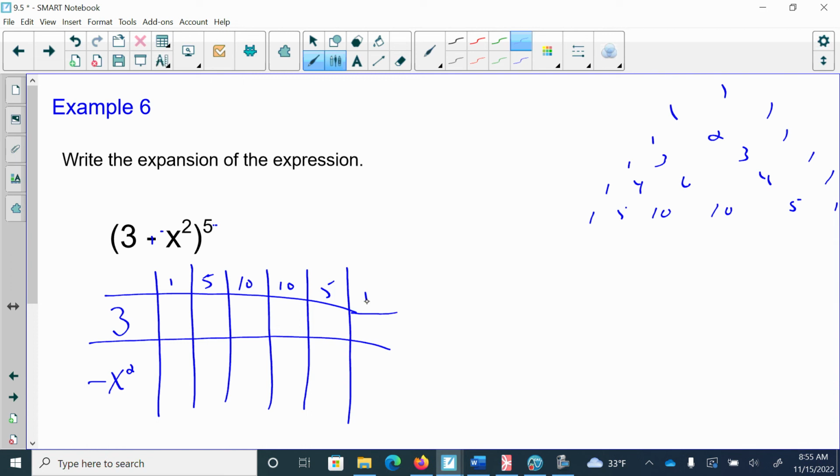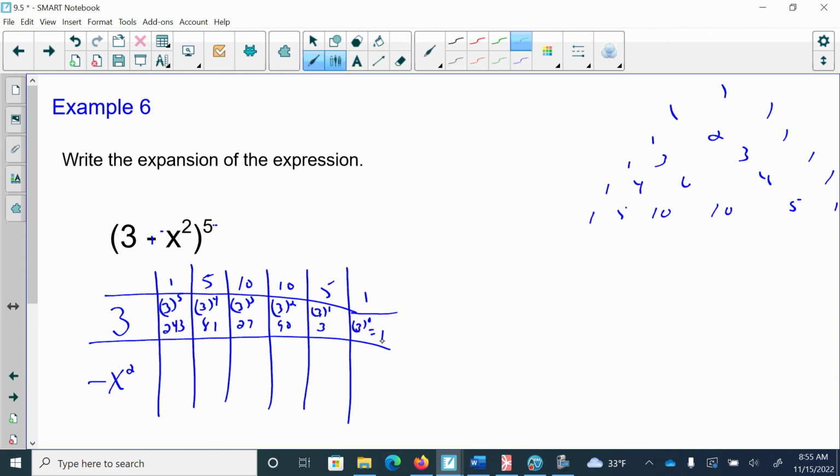So this is going to be 3 to the 5th power, so 243. 3 to the 4th power, which is 81. 3 to the 3rd power, which is 27. 3 squared, which is 9. 3 to the 1st, which is 3. And finally 3 to the 0, which is 1.